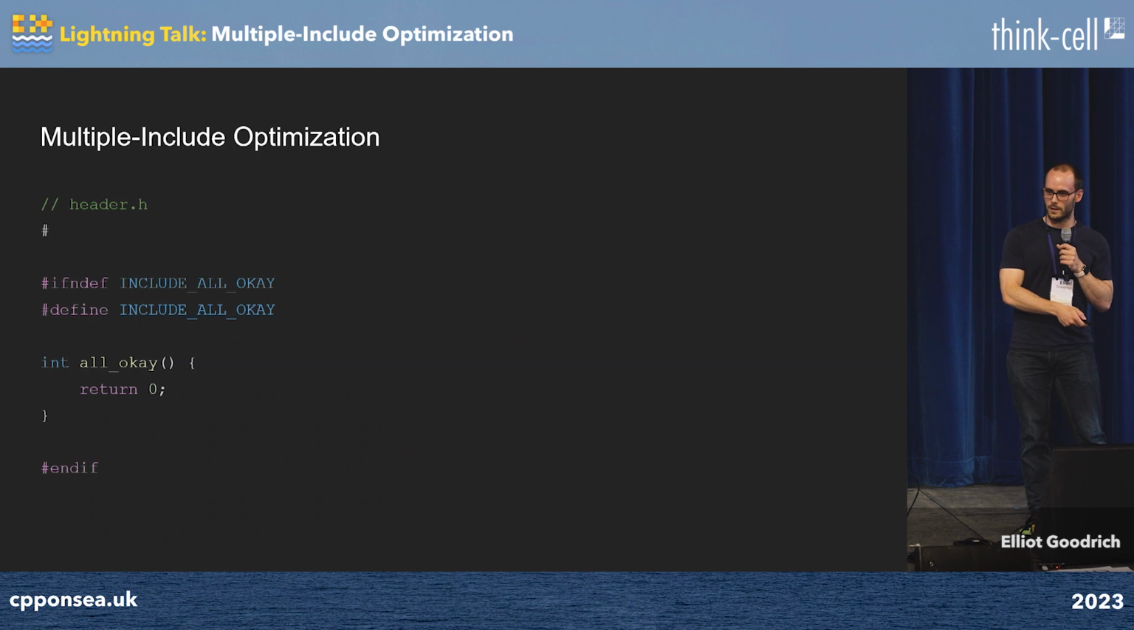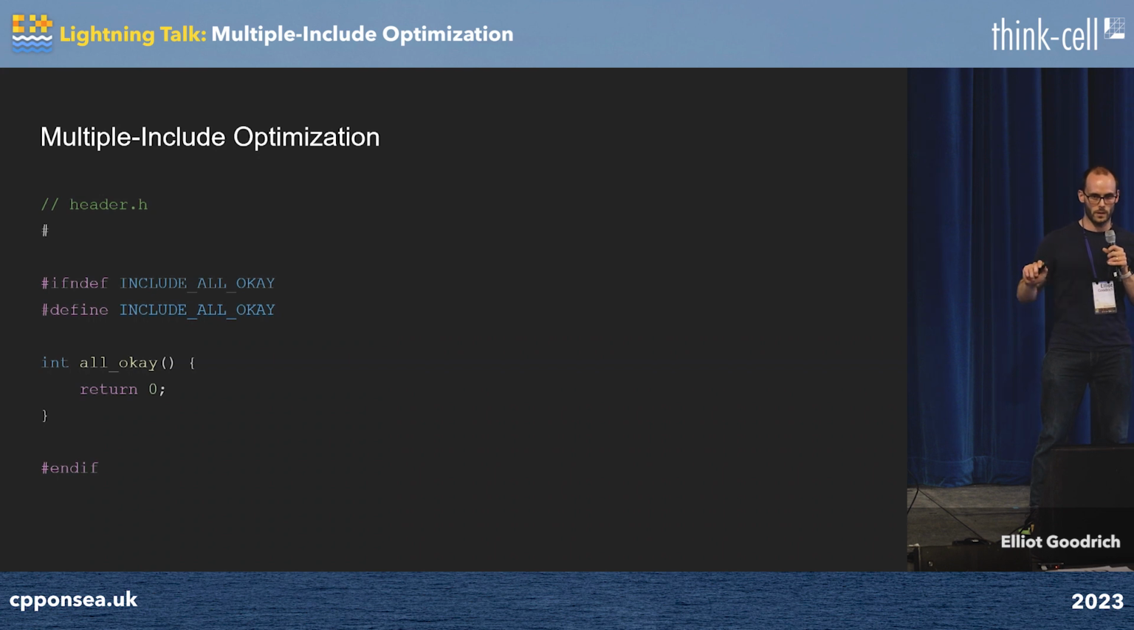Has anyone seen a lone hash symbol? Anyone know what that is? It's the null directive, and it is guaranteed by the standard to do nothing. It does nothing. GCC and Visual Studio will allow this. Clang won't. It will disable the optimization.